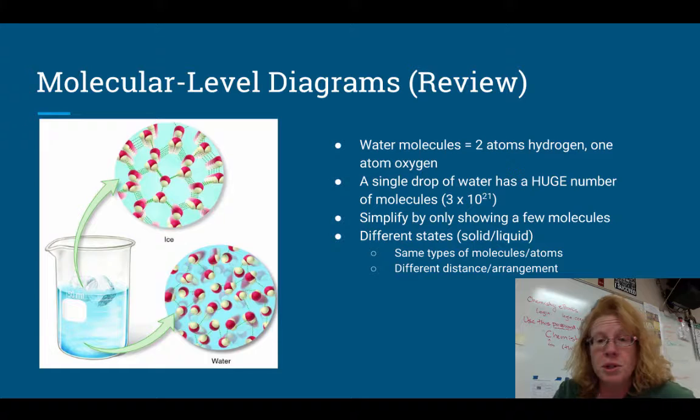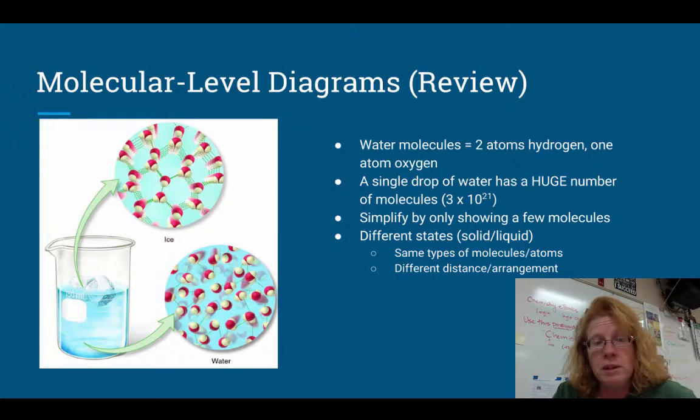This one shows the two different states, solid versus liquid. The key difference here is that even though they have the same number of molecules, the same types of atoms or elements, and the same molecule, H2O, there's a different distance between those molecules and how they're arranged. In some cases they're moving further apart, in some cases they're kind of locked together. We'll get into that a little more.